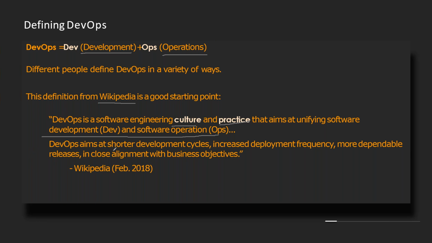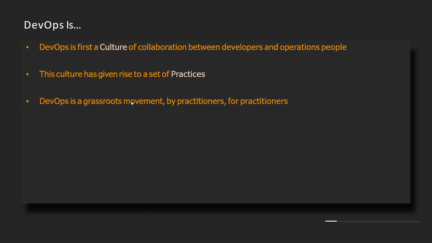So DevOps aims at shorter development cycles, increased deployment frequency, more dependable releases, in close alignment with business objectives. So the main objective of DevOps is to make sure the development life cycles are shorter, because of which the deployment would happen more frequently, and releases are dependable, so that there won't be many errors in the code that they are releasing. And at the end of the day, it is driving towards your business objectives. Okay. This is the definition that Wikipedia gives, guys, of what DevOps is, by the way.